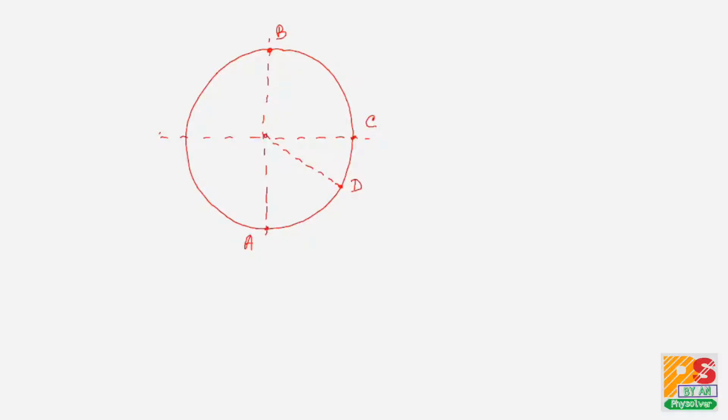Suppose OD is making an angle theta with OA, so I can say that the angular position of point D with respect to vertical is theta. Now let's find the expression of tension at these points.